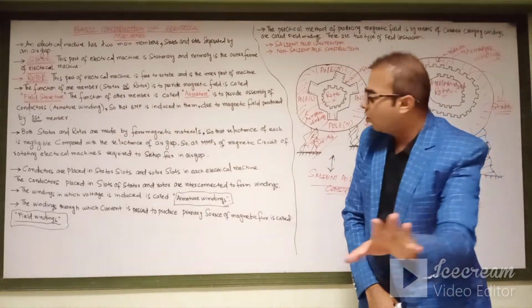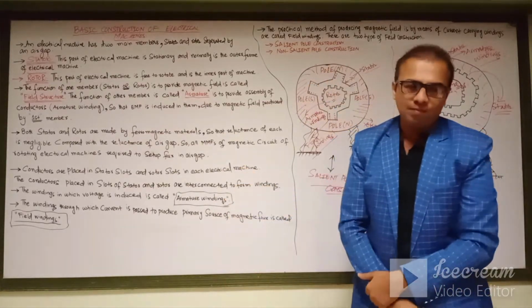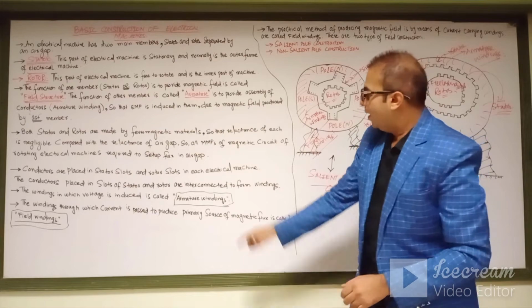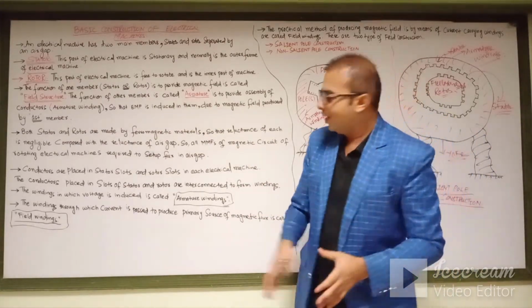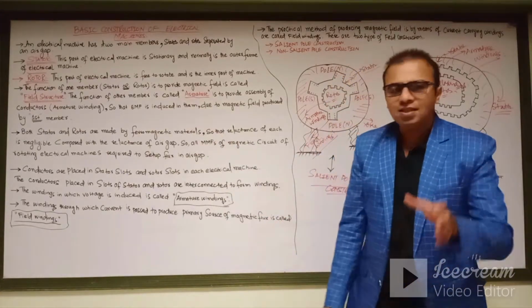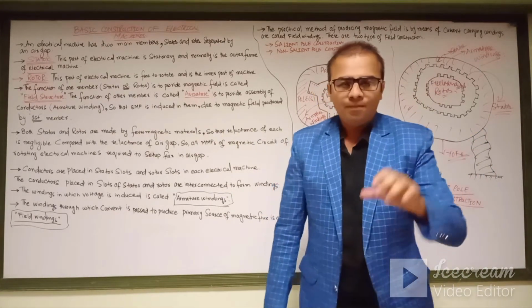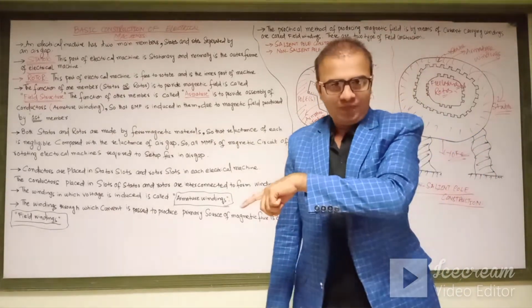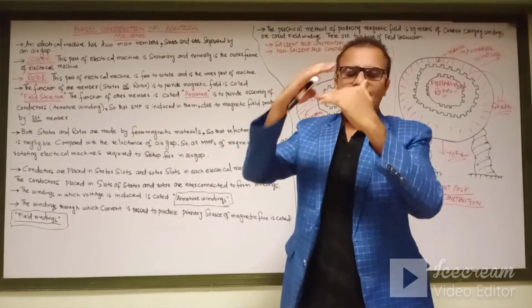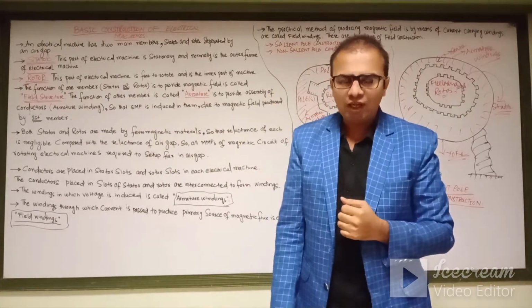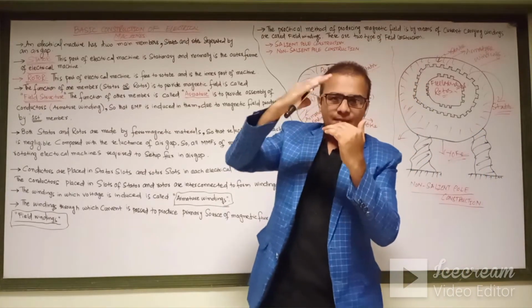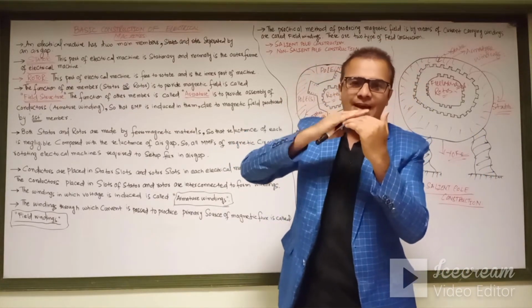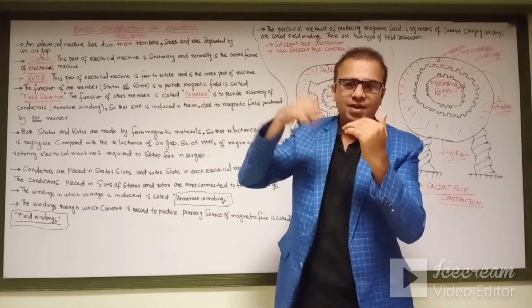Both stator and rotor are made up of ferromagnetic materials, so that the reluctance of each is negligible in comparison with the reluctance of the air gap. Already I have discussed that both members are separated by some air gap. Now the air gap provides the magnetic linkage between the two members, the stator and the rotor.